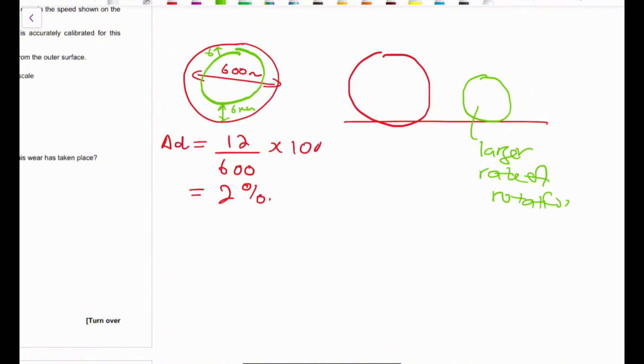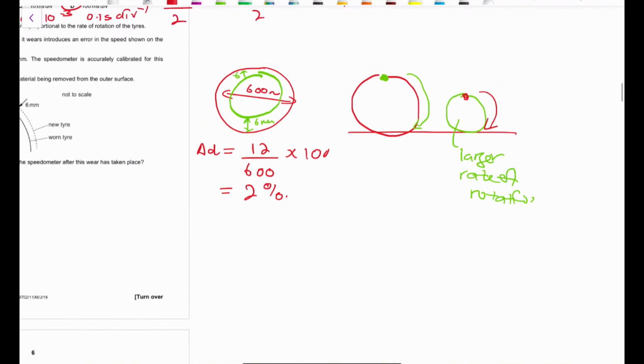One revolution is going to be very quick. One revolution and it's done. If you have a particle here, it's going to take a long time for it to reach the ground and go back up. But the particle here, it's just going to be a short time, then it goes up, then it starts over that journey. So it's going to have a larger rate of rotation.